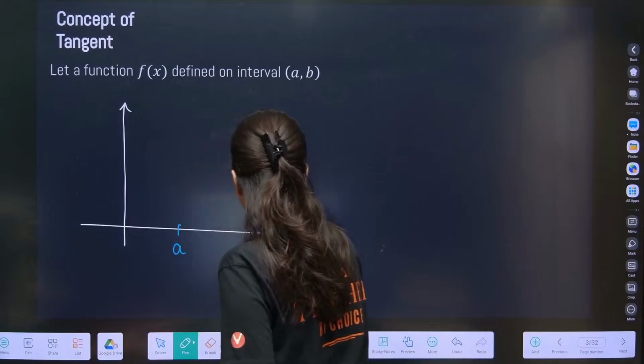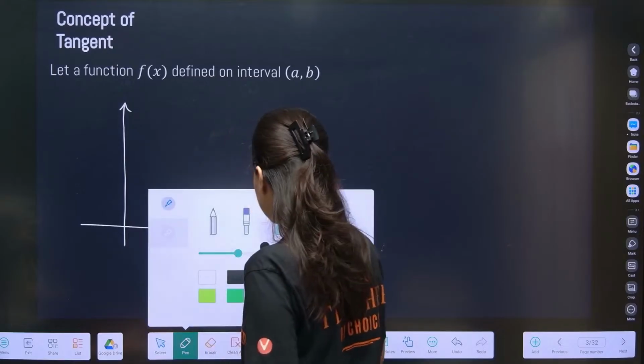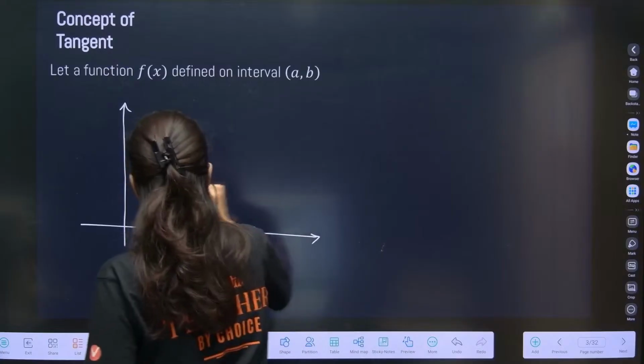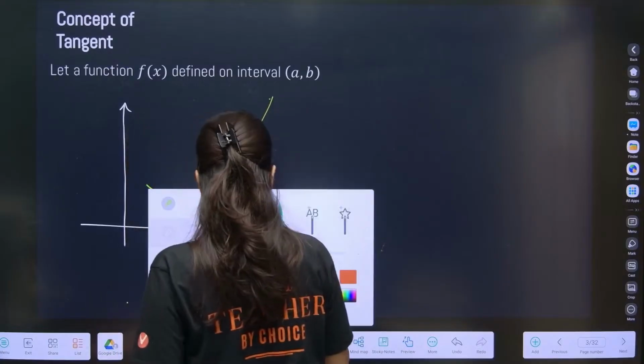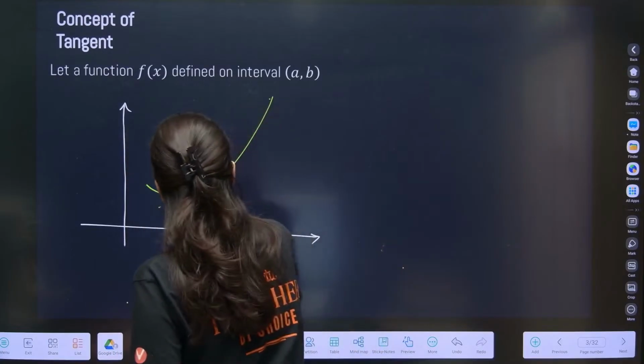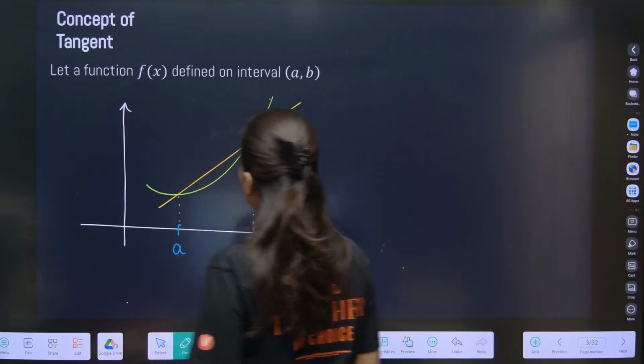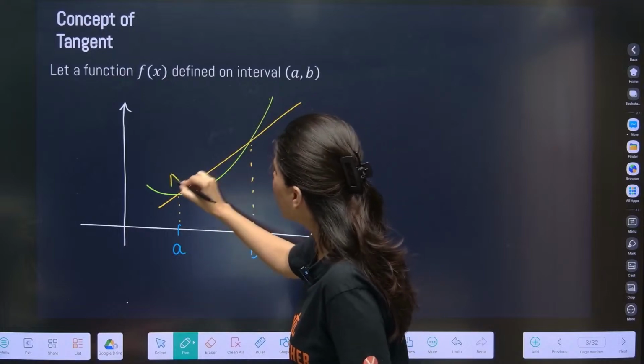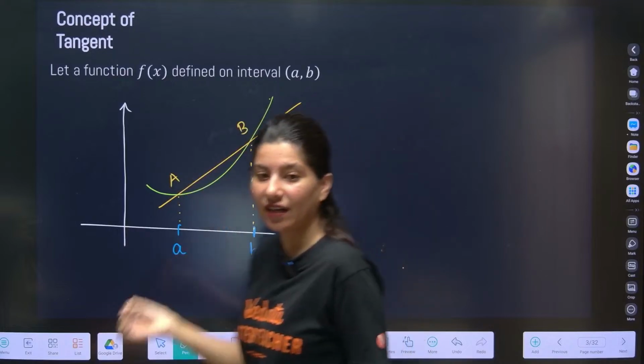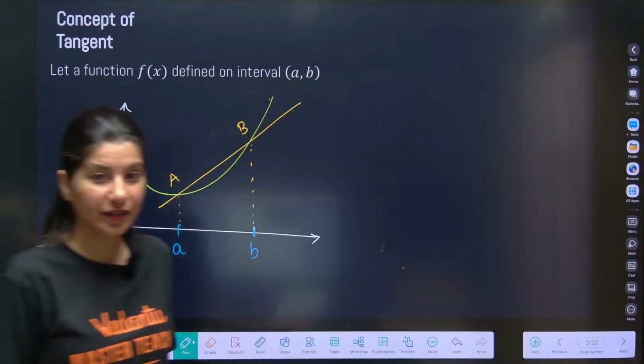This is your a, this is your b, correct? And now this is your function, and tangent is nothing but the limiting case of secant. This is nothing but a and b. Can you see this is a secant, or you can also say that this is a chord, right?